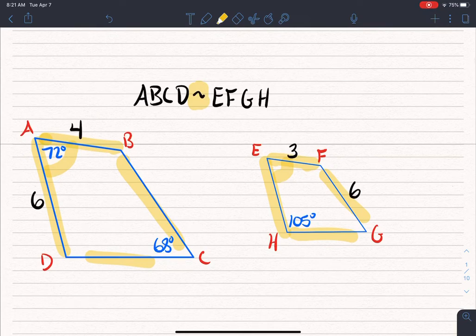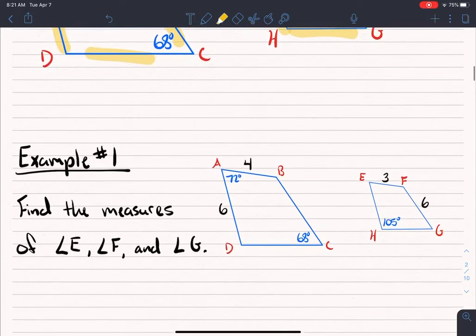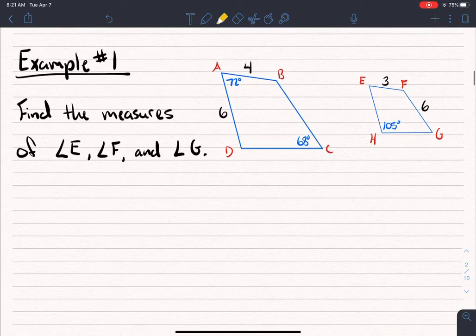We're dealing with figure ABCD and figure EFGH, and they are similar, meaning that they have congruent corresponding angles and proportional corresponding sides. So let's walk through this and take a look at some of the things that you can solve with similar polygons. Example number one is right here.